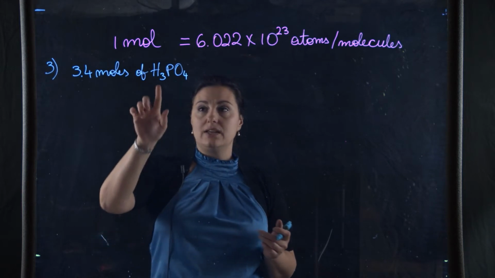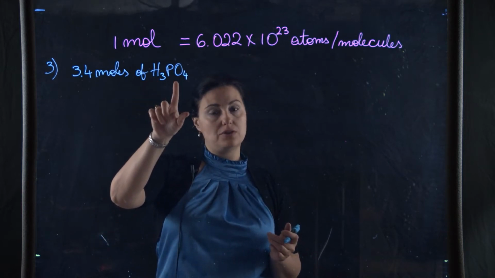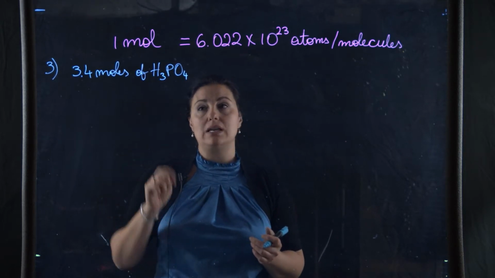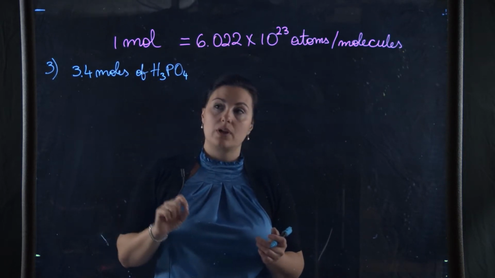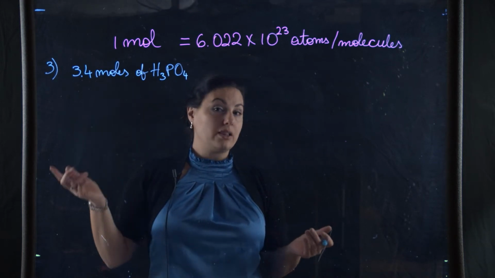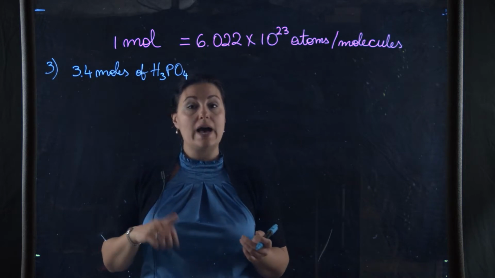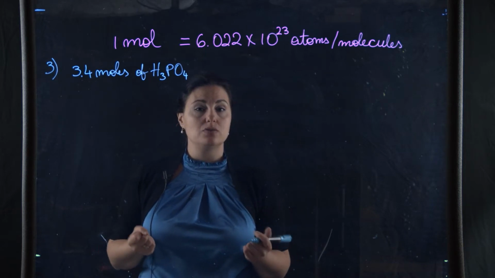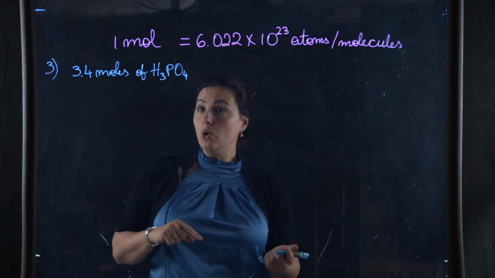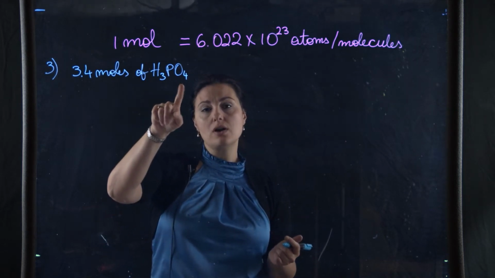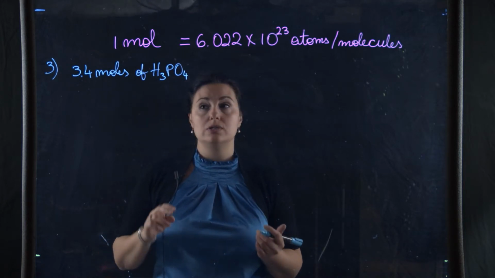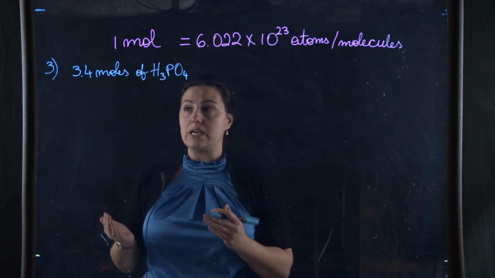In lecture, we said that if I have one molecule of H3PO4, I will have 3 times as many hydrogen atoms. That's what that 3 tells me. If I have 10 molecules of H3PO4, I will have 3 times as many hydrogens, which means I'll have 30. If I have 1 mole of H3PO4, I will have 3 times as many hydrogens, so 3 moles. The ratio is 1 to 3.